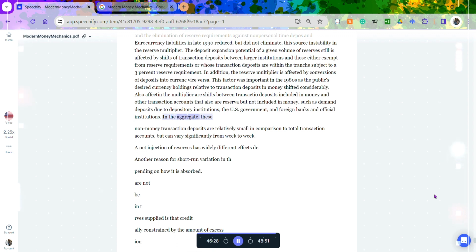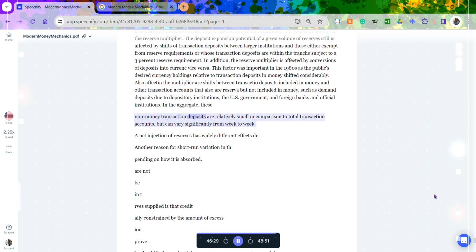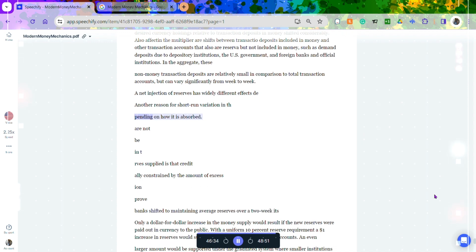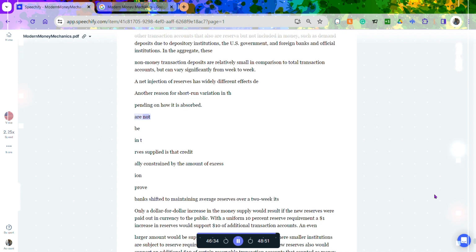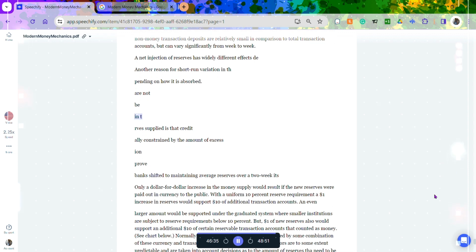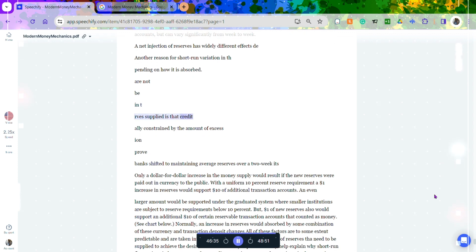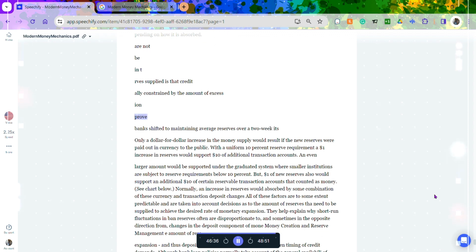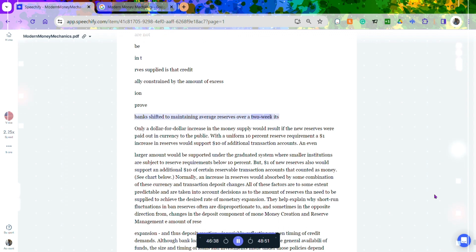In the aggregate, these non-money transaction deposits are relatively small in comparison to total transaction accounts, but can vary significantly from week to week. A net injection of reserves has widely different effects depending on how it is absorbed. Another reason for short-run variation in the multiplier is that credit expansion is constrained by the amount of excess reserves. Banks shifted to maintaining average reserves over a 2-week period.